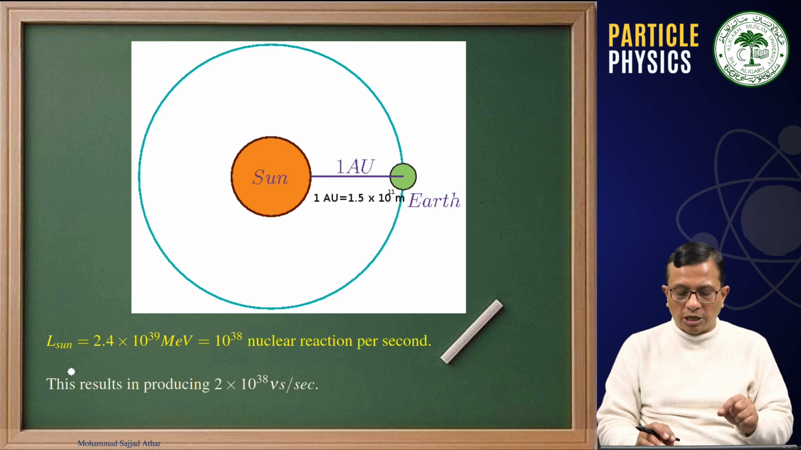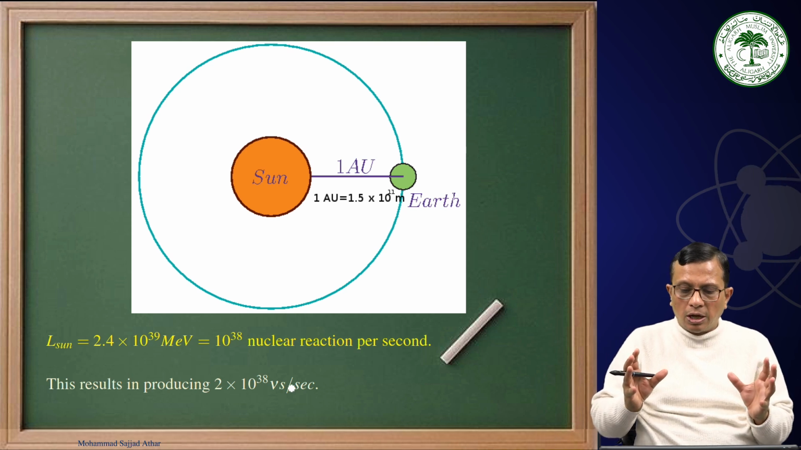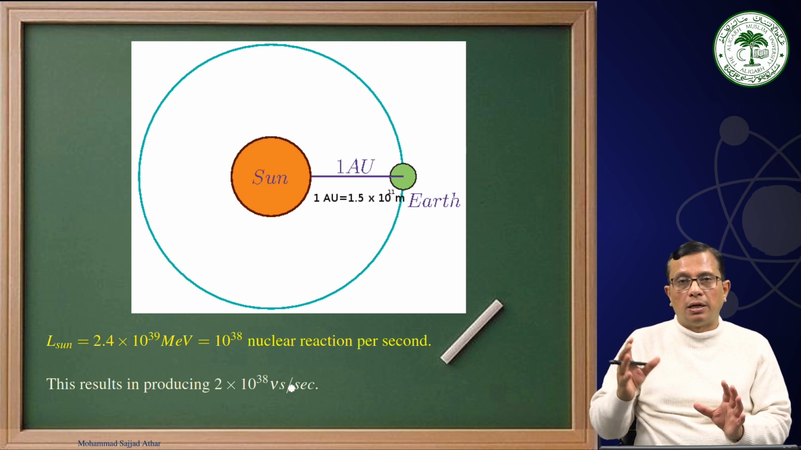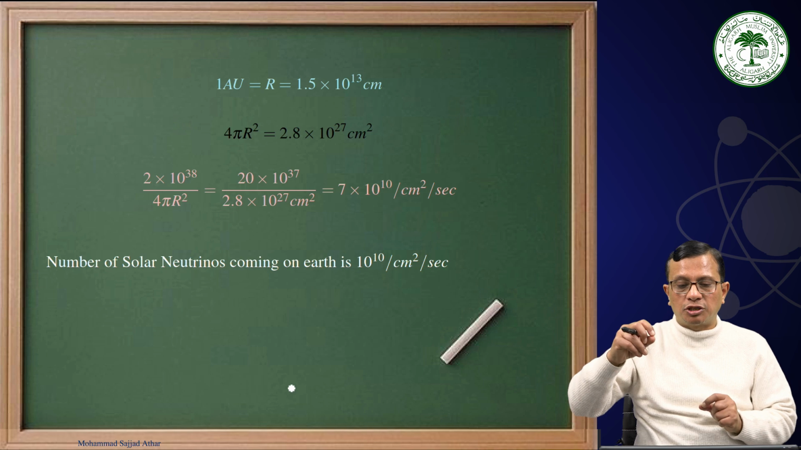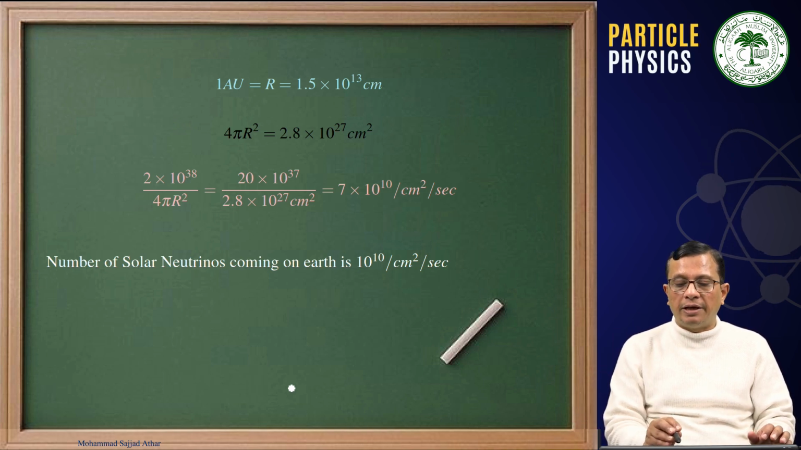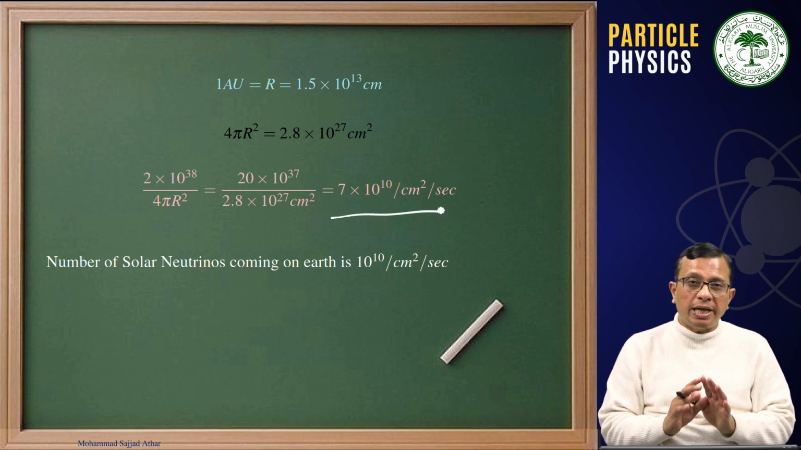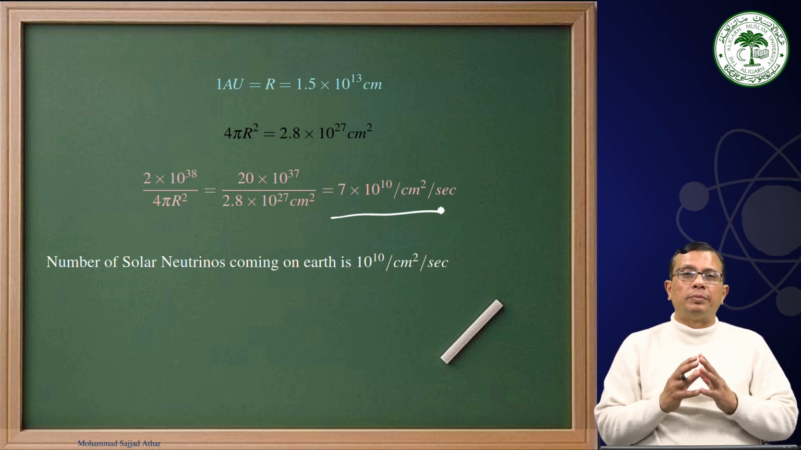Now, among these 2 into 10 to the power 38 neutrinos, they will spread all around. How many of them will be able to reach per meter square per second? That means you divide it by 4 pi r square, and r is again one astronomical unit, that is 10 power 11 in meters. You are converting it into centimeters, and then 4 pi r square is 10 power 27 centimeter square. You divide it, and it turns out in centimeters to be around 10 power 10 neutrinos per centimeter square per second coming from the sun.